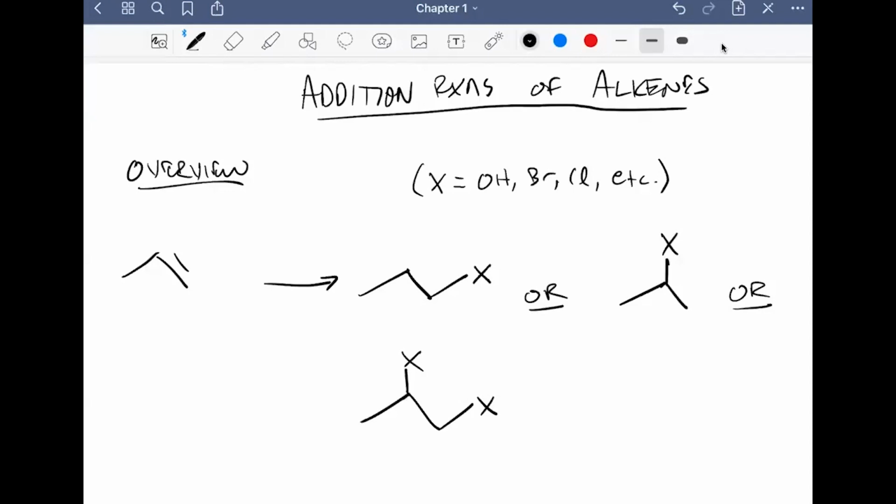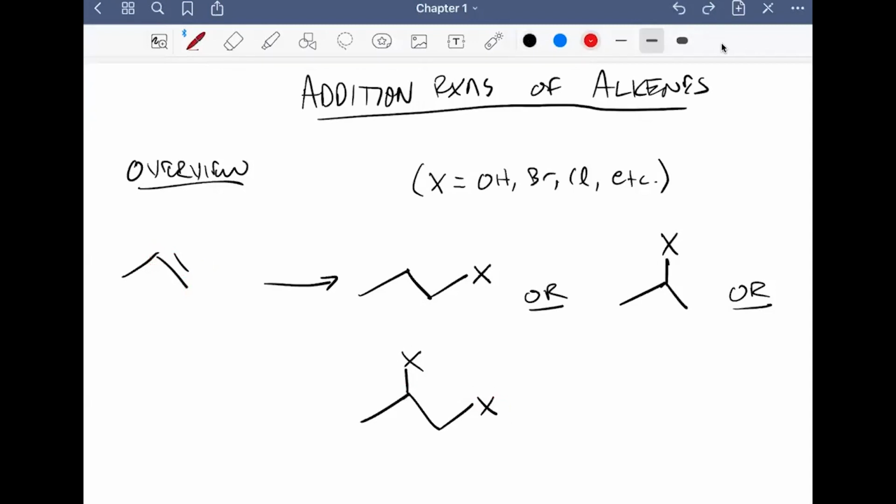Hey guys, going on to addition reactions of alkenes. So in this chapter, a little bit of an overview, we're going to learn how to go from a double bond and place a bunch of different compounds in place of that double bond. And we're going to learn whether it's the least substituted carbon or the most substituted carbon, or we're adding two different substituents, you could call it, two different things to your double bond. We're going to learn all those different ways in this chapter.